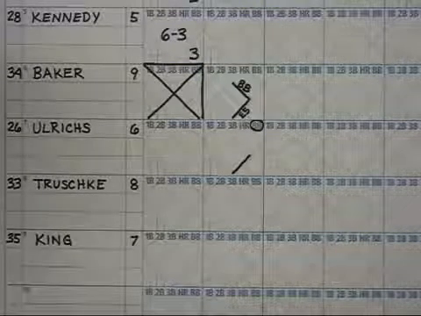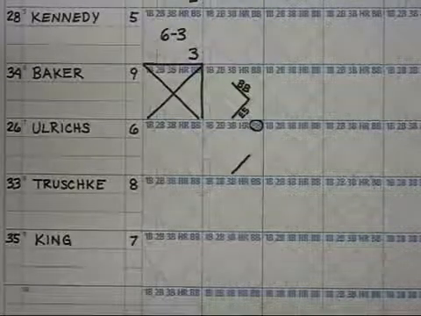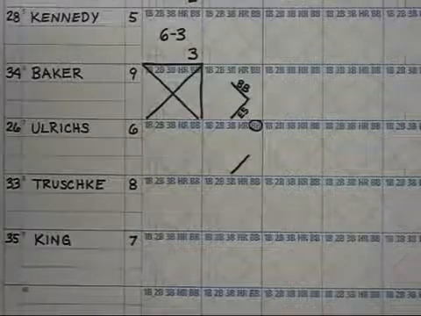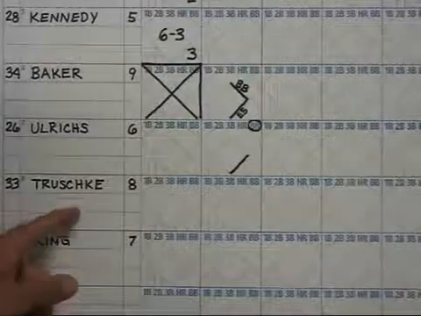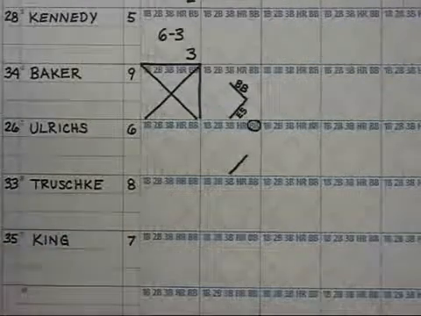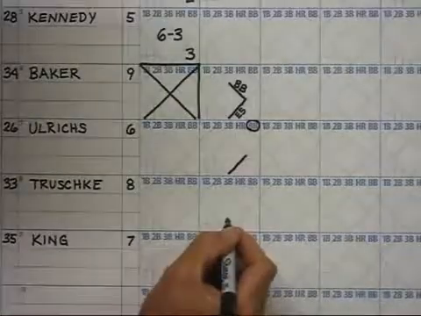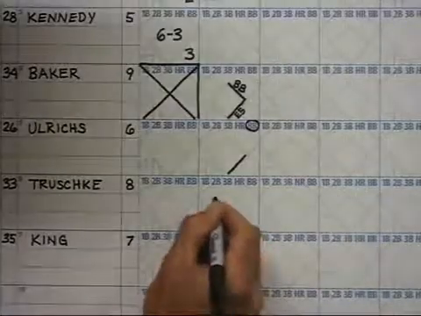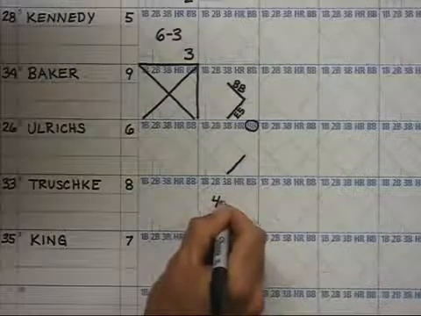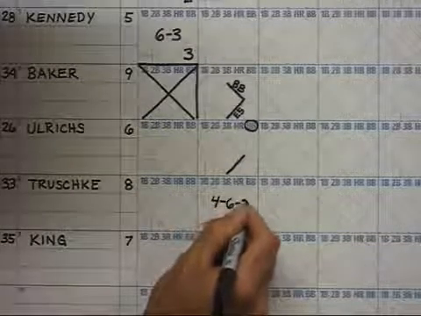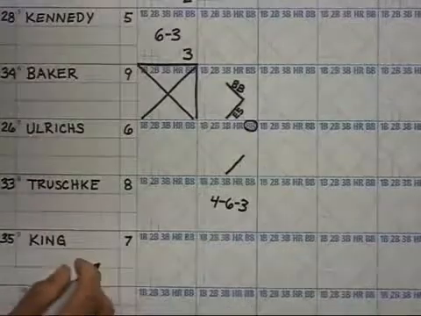Now we're going to do something that's a little tricky, but it is definitely good to know. This next batter coming up is going to hit into a double play. He's going to hit a ball to the second baseman, who throws it to the shortstop, who throws it to first. So it's going to be a 4-6-3 double play.